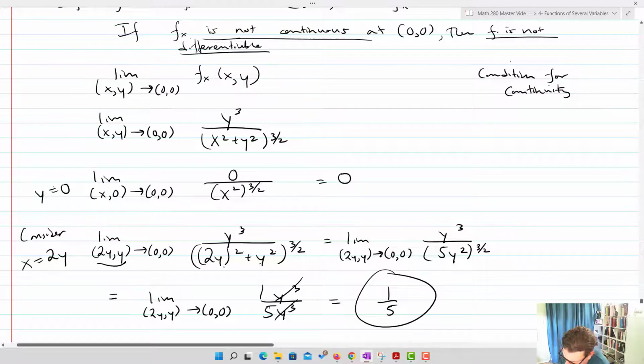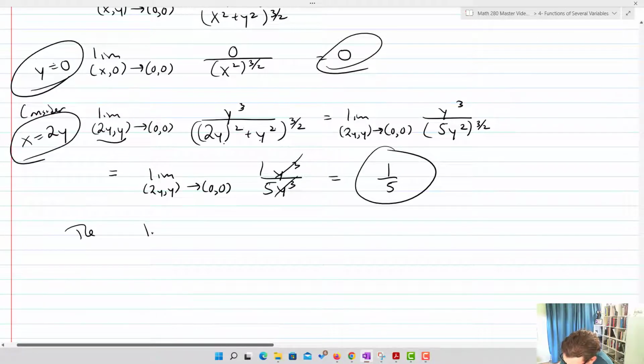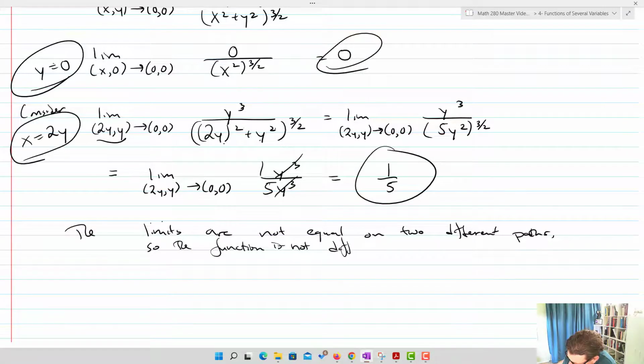So it equals 1/5 when we're coming from the path x equals 2y, and it equals 0 when we come from y equals 0. The limits are not equal on two different paths, so the function is not continuous. So fx is not continuous at 0, 0. So the function is not differentiable at 0, 0. And we should actually just complete that.